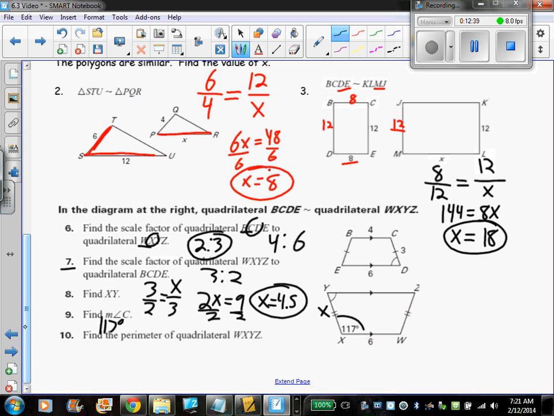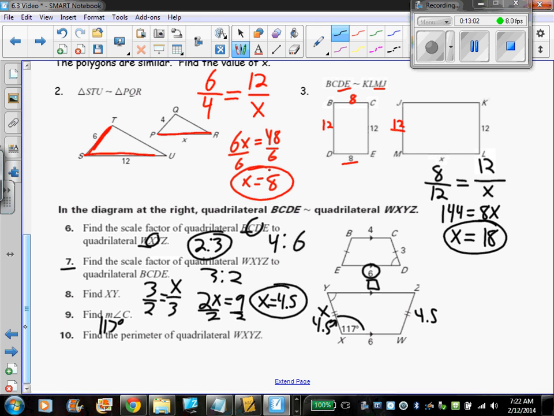To find the perimeter of the quadrilateral WXYZ, we know that we found this to be 4.5 over here. This one is also 4.5. We're given that this one is 6. And what we would need to do is use the scale factor to turn this 6 to find out what this missing length is.